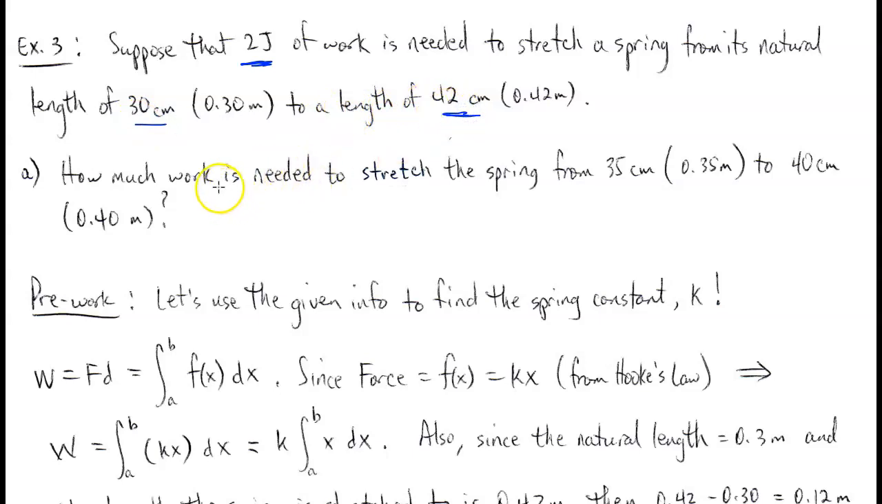Now, if you remember, we only look at how much we either stretch or compress a spring from its natural length. So we don't care about the 30 part. What we care about is the difference between the 30 and the 42, and of course, 42 minus 30 is going to be 12.